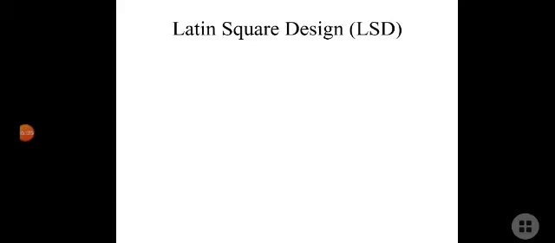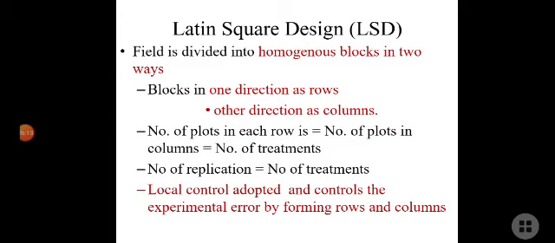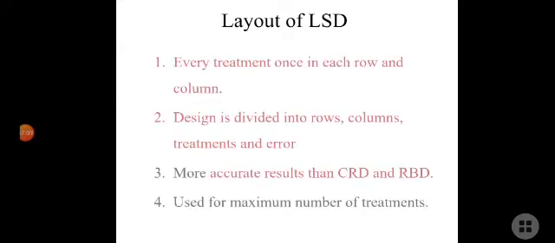Whereas in Latin square design or LSD, the field is divided into homogeneous blocks in two ways, with blocks in one direction as rows and blocks in another direction as columns. So here the number of plots in each row is equal to the number of plots in columns, and they are equal to the number of treatments. So this is a two-way experimental design. The number of replications is obviously equal to the number of treatments. Here local control is adopted by forming rows and columns, but this is not adopted in the previous two designs of experiment. Then the layout for this LSD.